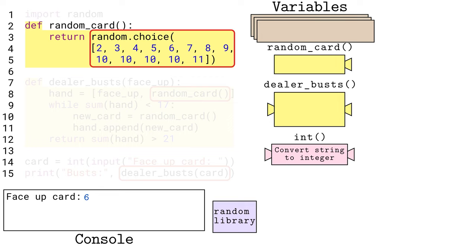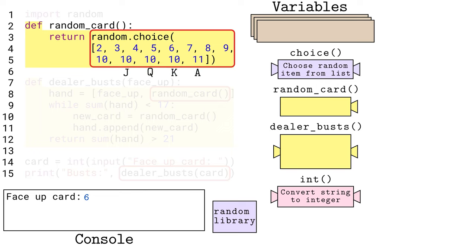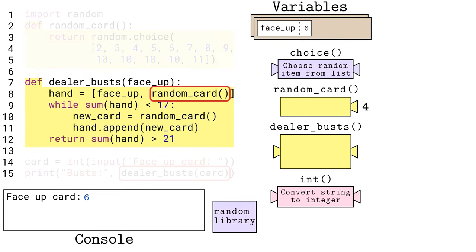The code here calls yet another function called choice from the imported random library. We want to emulate taking a random card from an infinite shuffled deck. Some cards have values from 2 to 10, the Jack, Queen, and King are also worth 10, and to simplify the rules a bit, we treat aces as worth 11. We pass that list of integer card values into the choice function, and it randomly chooses one to return, suppose a 4. The random_card function uses the return keyword to pass the 4 as its output back to the dealer_busts function that called it.